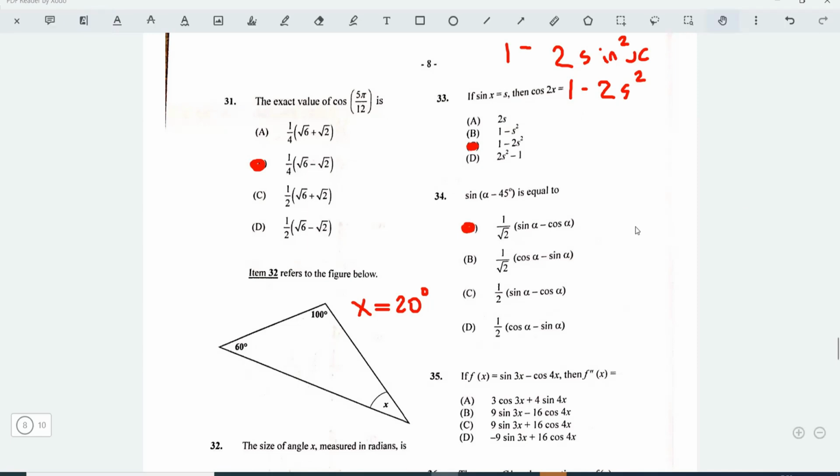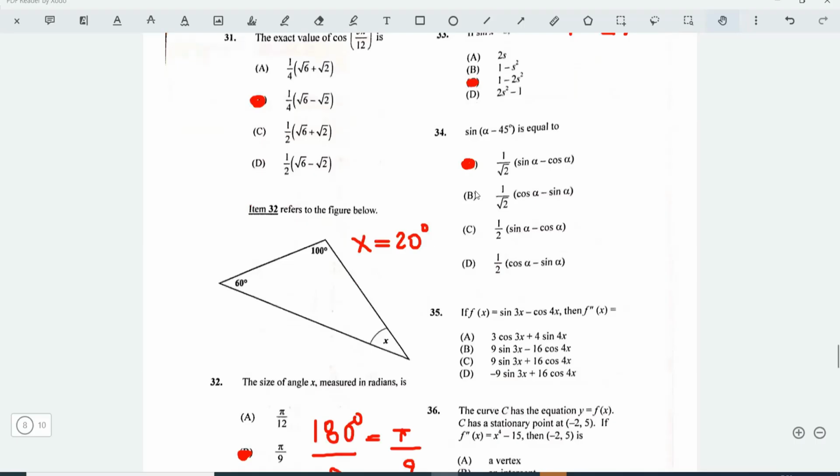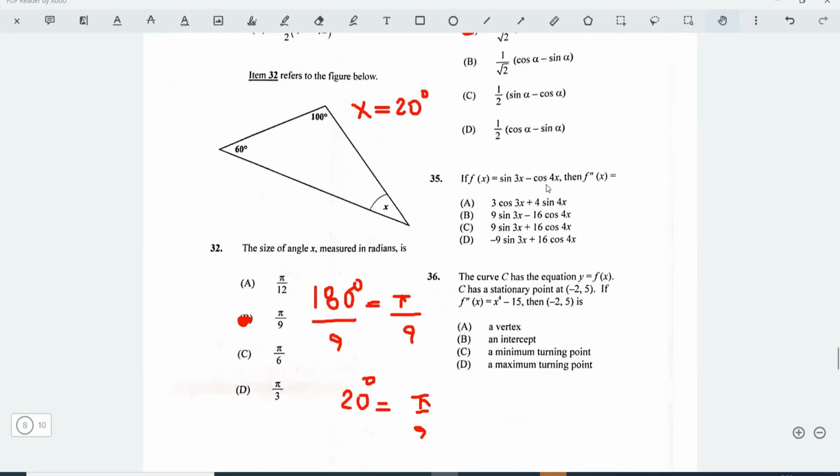All right. Question 35. If f of x is sine 3x minus cos 4x, what is f double prime? First thing is you have to differentiate sine 3x. f prime of x will be equal to 3 cos 3x. Then minus, when you differentiate cos 4x, you get minus sine, so it becomes plus 4 sine 4x.